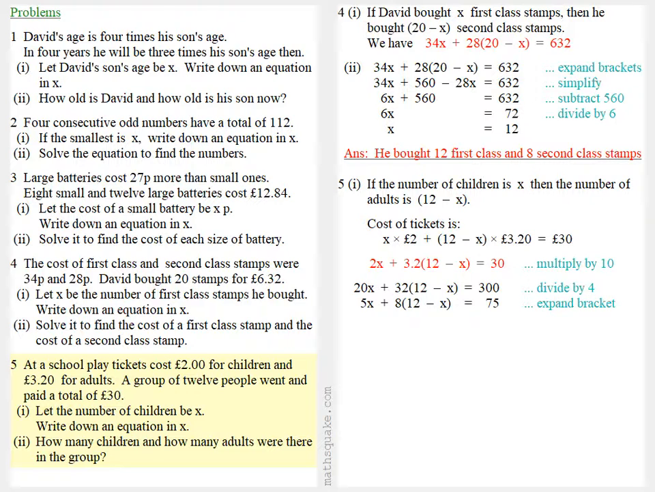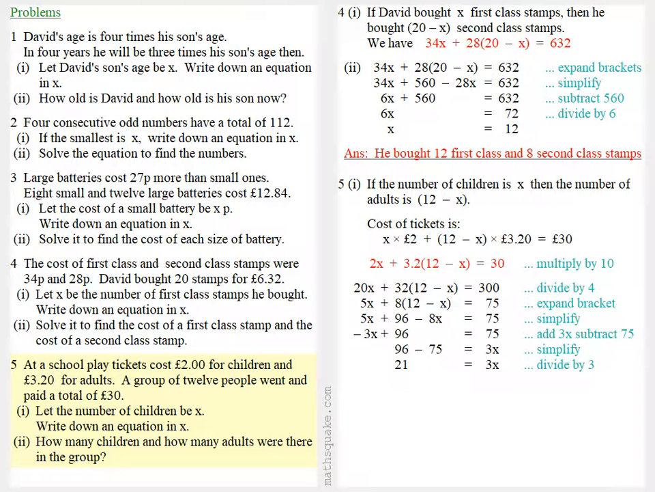Now we can expand the bracket. And that gives us 5x plus 96 minus 8x equals 75. And we can simplify that as minus 3x plus 96 equals 75. Now if we add 3x to both sides and subtract 75, we have 96 minus 75 equals 3x. Or if we simplify it, 21 equals 3x. And if we divide by 3, we get x equals 7. So there are 7 children and 12 people altogether, so there are 7 children and 5 adults.